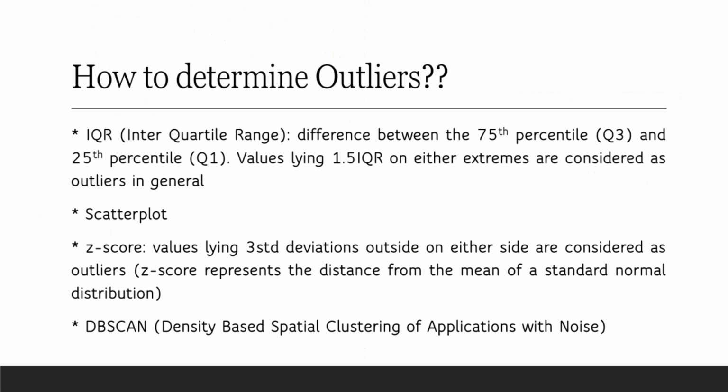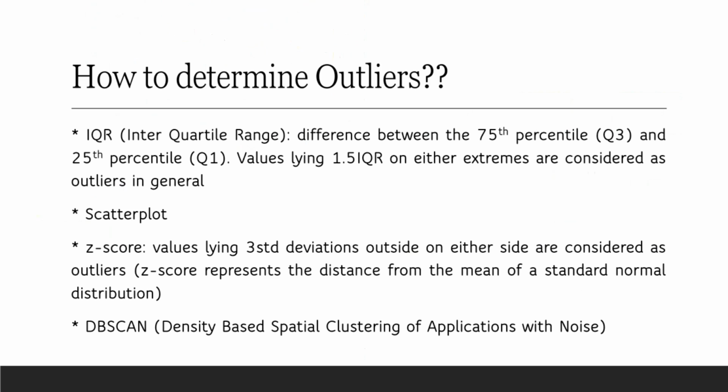And the last technique that we use is DBSCAN, or density-based spatial clustering of applications with noise. It is one of the clustering techniques, and we discussed this technique when we talked of hierarchical clustering. I'll attach the links to the videos with the I button above. Okay, so these are four primary techniques using which we determine outliers.